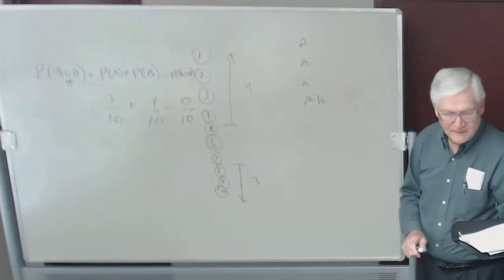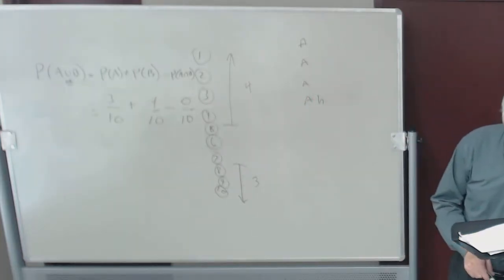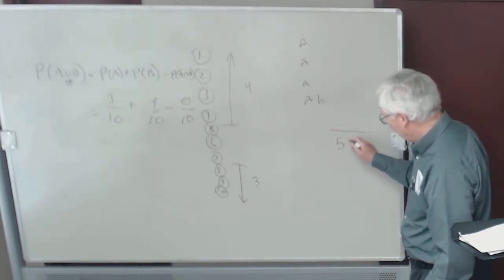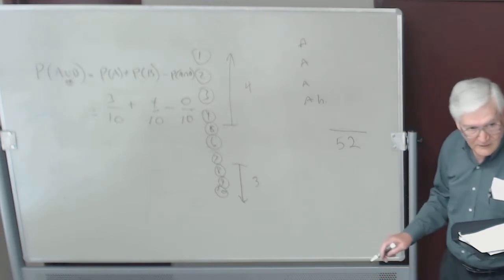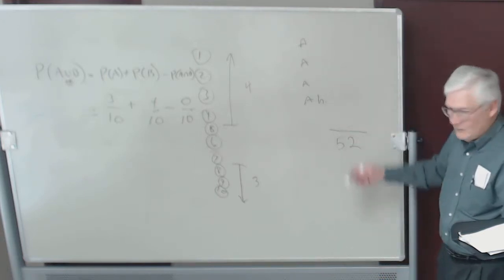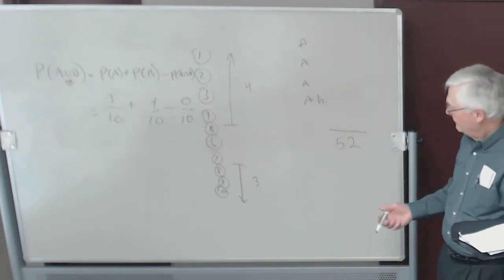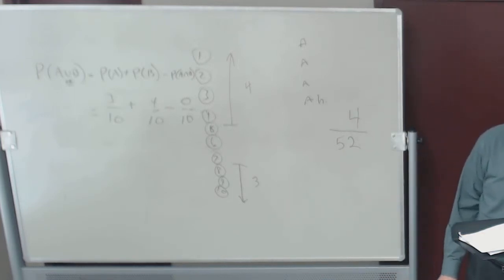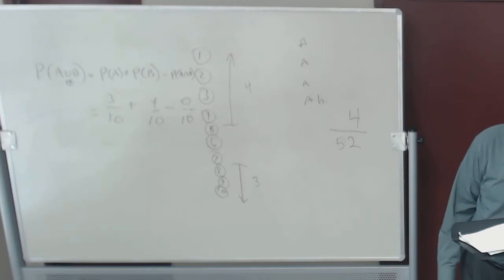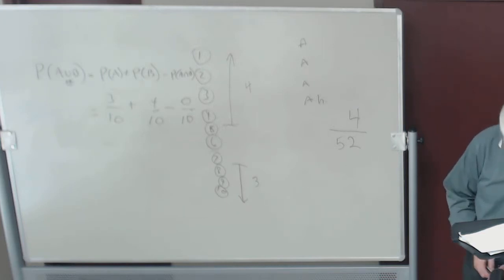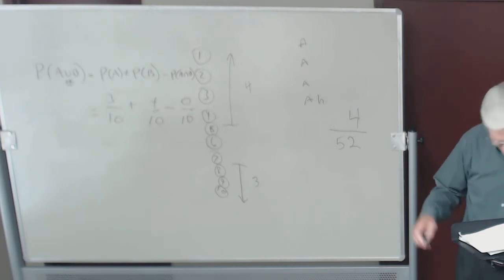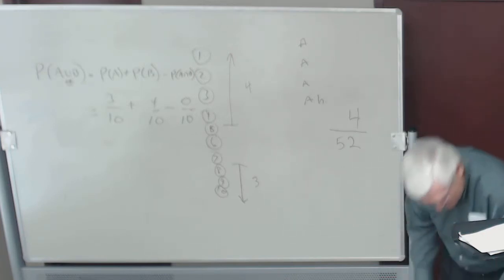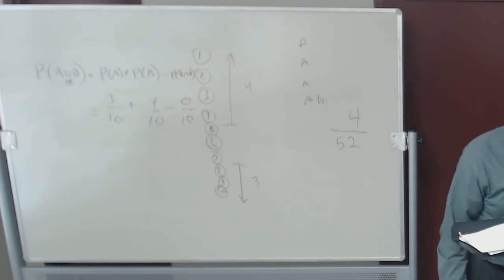Since they're saying probability, out of how many possible outcomes? 52. How many would be my desired outcome? 4. Yes. Does that make sense? You see how it kind of helps to draw a little picture of what you're looking at here?